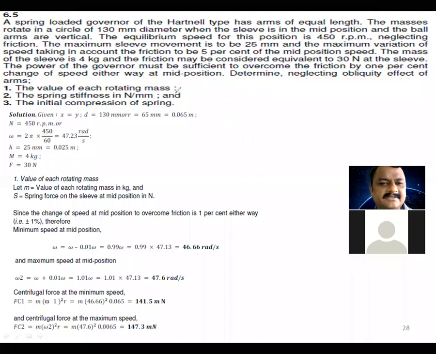Then the second thing is spring stiffness in Newton per millimeter. That is small s we are supposed to find, which is equal to S2 minus S1 by h. So that is the only relation which is relating our things. Therefore I can make use of it.